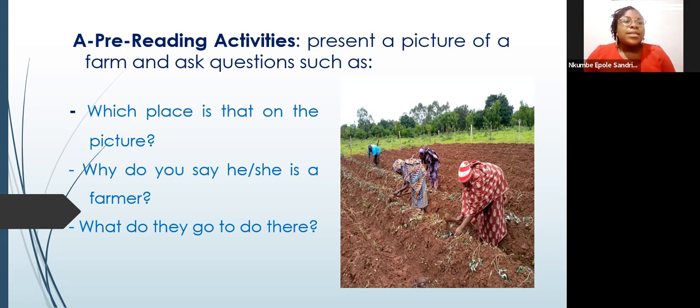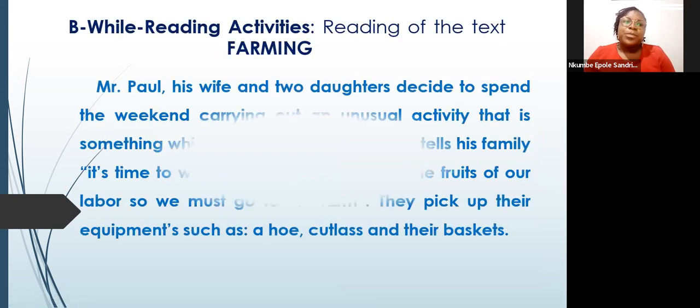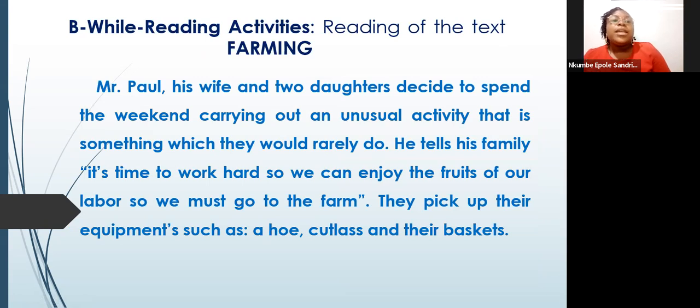Then we'll ask them again, why do you say it's a farm? And then they will tell us because the woman is digging a hole, or the man is planting, or we can see some plants there. And then we ask them, what do we do in a farm? And then they'll tell us we work there to plant crops so that we can eat. And then the teacher will announce to the learners that we are going to read a passage titled Farming. Learners will be expected to read the passage on their own.